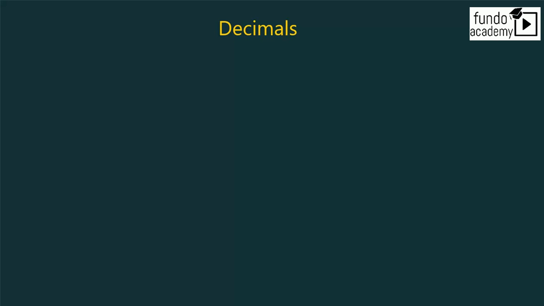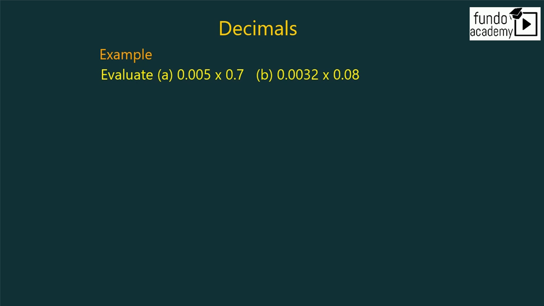Welcome back. Now we want to look at multiplication of decimals. This is a bit of a revision, so I want you to attempt this example that we have. Evaluate. Part A: 0.005 times 0.7, and part B: 0.0032 times 0.08.